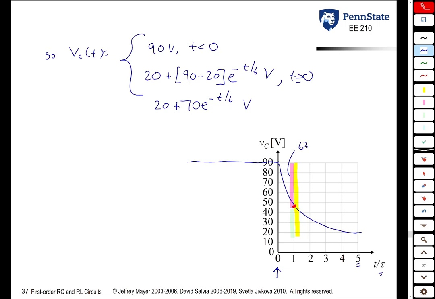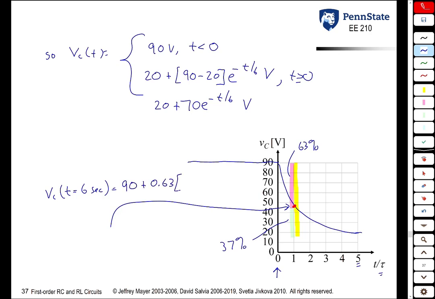It's going to travel 63 and it's going to leave 37. So the value here, so VC of t at t equals 6 seconds, which is one time constant, is going to be what? The initial value plus 0.63 times final minus initial, or 45.9 volts.